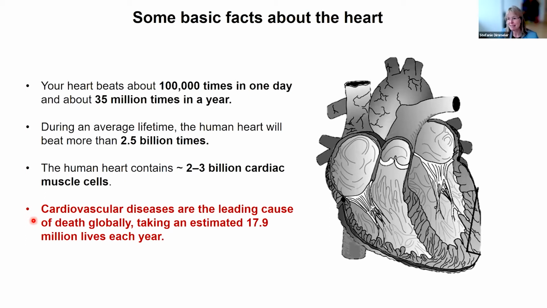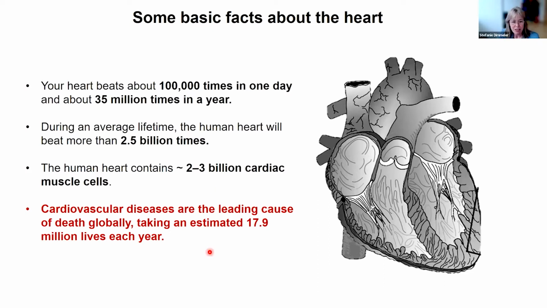The heart is a muscle which pumps blood, and it has a lot of work to do. Every day, 100,000 times the heart beats. This means 2.5 billion times in a normal life. The major cell type in the heart is the cardiac muscle cells, which are the ones pumping blood. There are roughly 2.2 to 3 billion cardiomyocytes in the heart of a normal human.